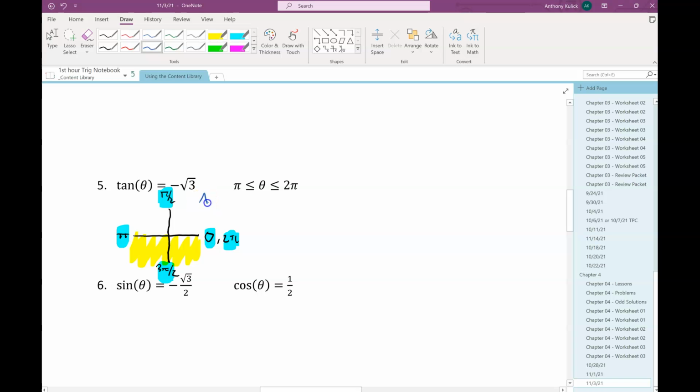The next thing we do is we do All Silly Turtles Crawl to decide which of these quadrants tangent is negative in. Quadrant 3 or 4, which one? 4, right? The T in quadrant 3 tells us tangent is positive there. We want tangent to be negative. And since we're dealing with a positive theta, we know we're going around counterclockwise. So that's my theta.